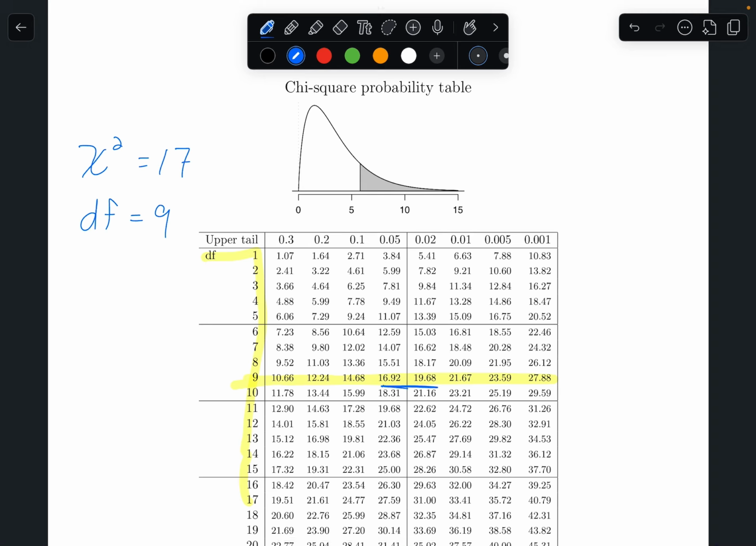So 17 lives somewhere between 16.92 and 19.68, which means that our p-value, the area under the chi-square curve, will be somewhere between 0.02 and 0.05. And if you would imagine for a moment that we were doing a hypothesis test, well, if it's between 0.05 and 0.02, that means it's less than 0.05. So if my alpha, my level of significance, was 0.05, I would reject H0, which is really the important part of our hypothesis test, is that decision we make at the end of our problem. So it's between 0.05 and 0.02.